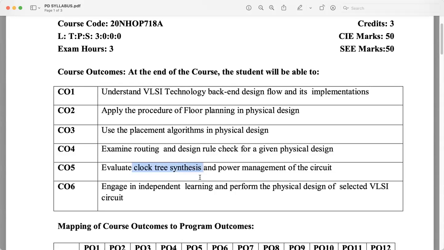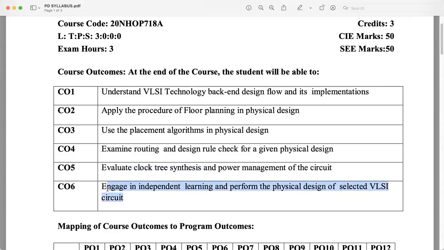Here we'll be looking specifically into how the clock functions, how the pulse passes from one point to another, and how we are able to manage power in the circuit. Are we able to have a low power circuit? Because that's also important.